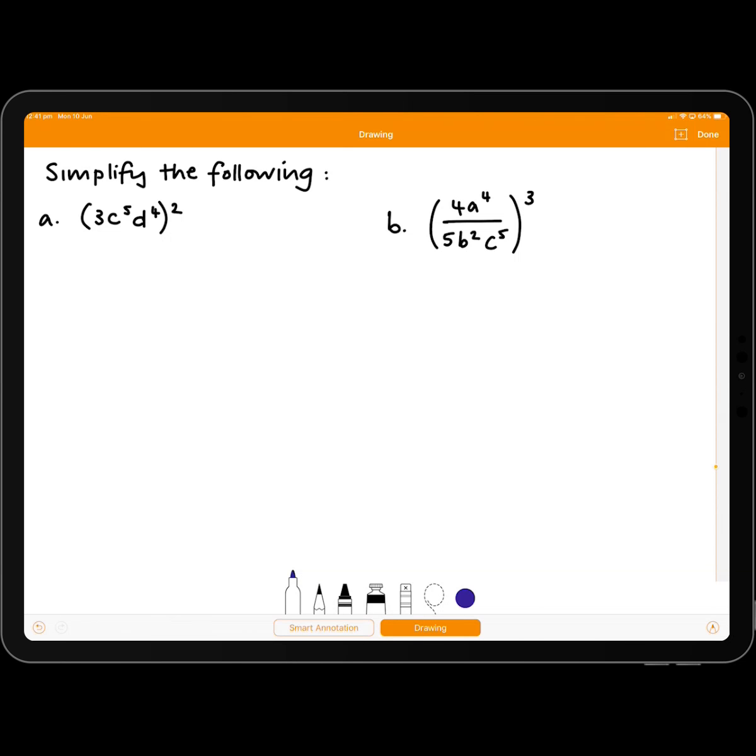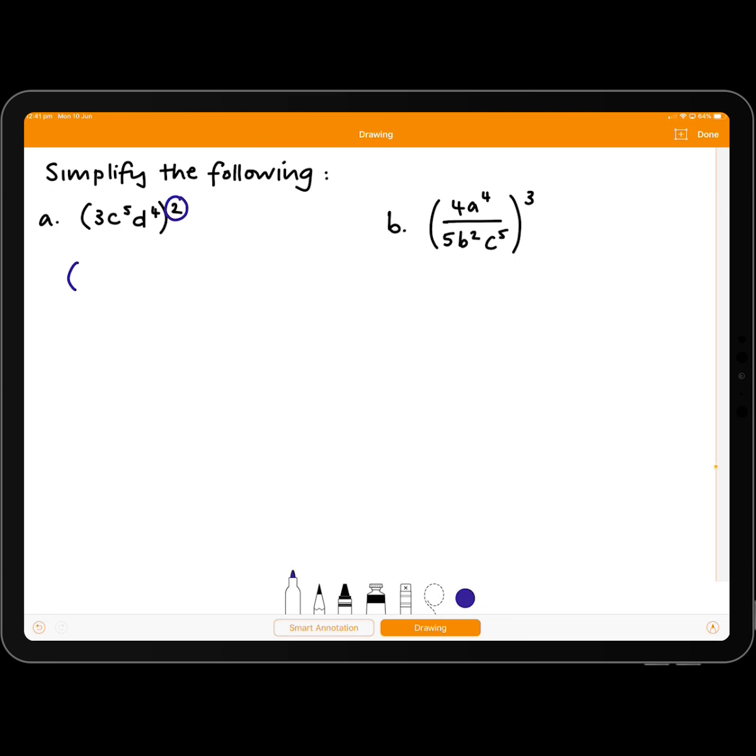Right, so the following two examples again require us to use our index laws. With the first one, it's really important to notice that part of the term is inside a bracket, and then all of that is also raised to a power. So let's look at that index, which is to the power of 2.